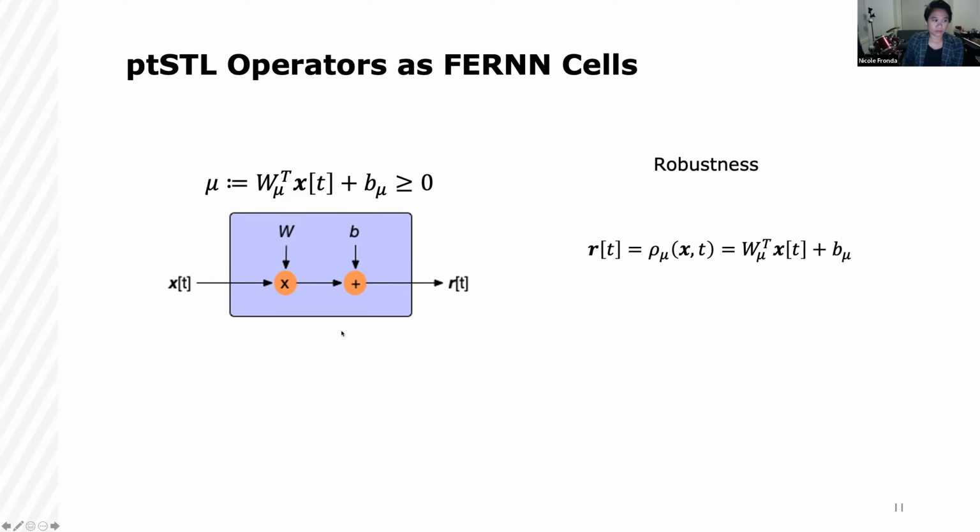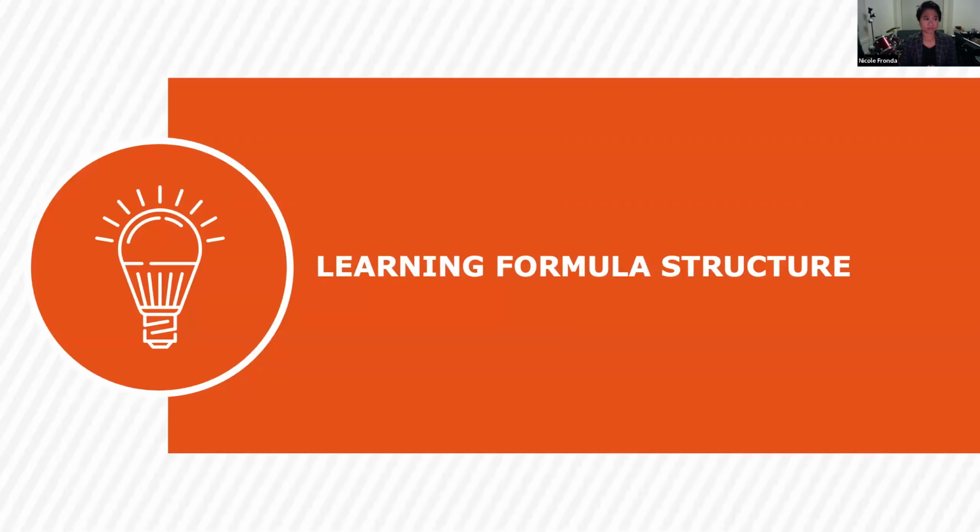So for this particular Fern cell, it computes the robustness of mu by multiplying the signal input X with weight vector W and then adding bias B. So during training, as we learn the values of W and B, we effectively learn the value of mu in the formula. And all other PTSTL operators have a similarly associated Fern cell with it that computes robustness.